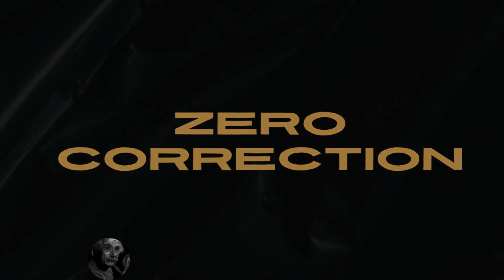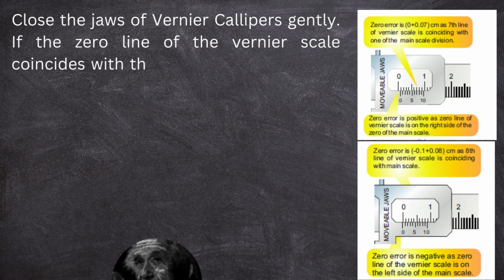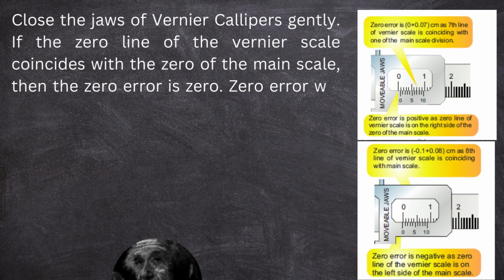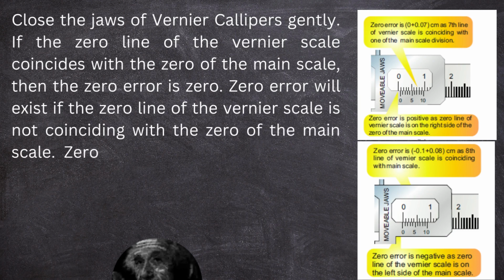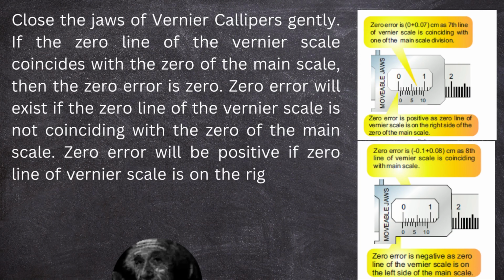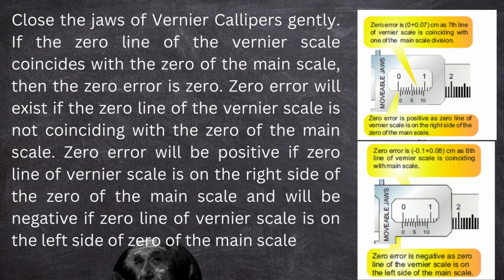Zero correction. Close the jaws of the Vernier caliper gently. If the zero line of the Vernier scale coincides with the zero of the main scale, then the zero error is zero. Zero error will exist if the zero line of the Vernier scale is not coinciding with the zero of the main scale. Zero error will be positive if the zero line of the Vernier scale is on the right side of the zero of the main scale, and it will be negative if the zero line of the Vernier scale is on the left side of the main scale.